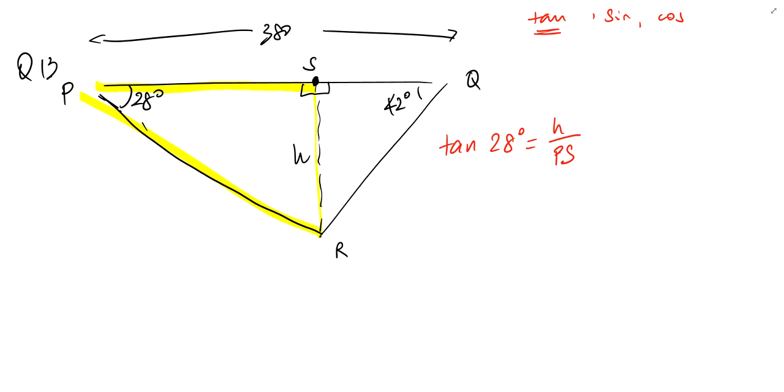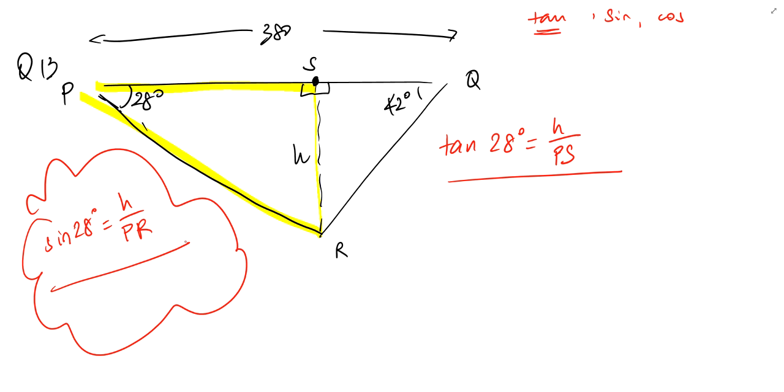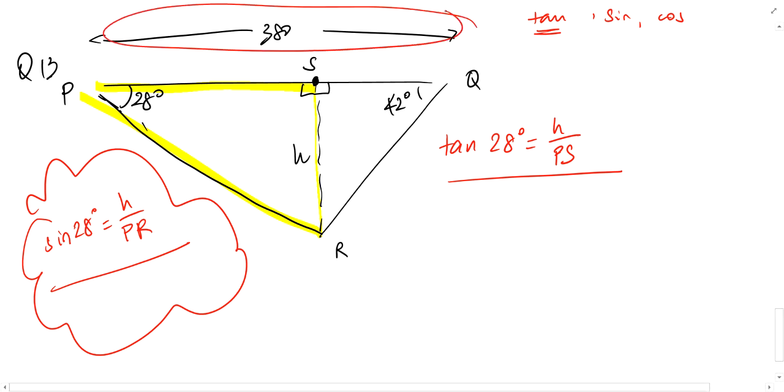Now this is tangent. What if we were to use sine? Let's just consider in our minds, if I use sine 28 degrees, it is H over PR. Comparing your tangent and your sine, which one do you think is going to be more useful to answer the question to find H? Why tangent? Because we have the value for PQ. Exactly, we have this 380. It is related to our PS.